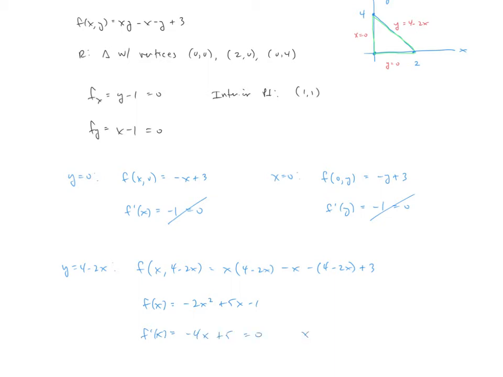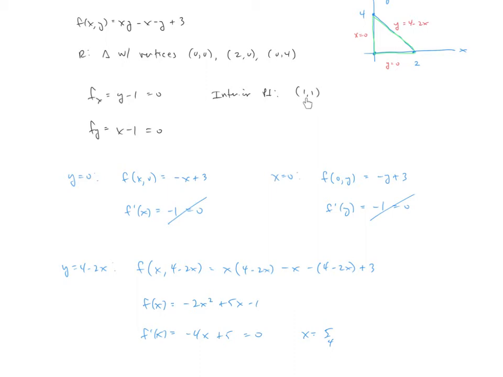When I set that equal to 0, I actually do get a 5/4. So what that means is this is a number that I still need to consider when it comes to my possible absolute max and absolute min.